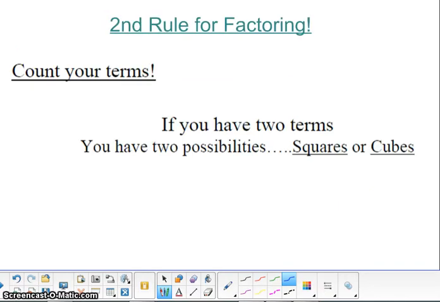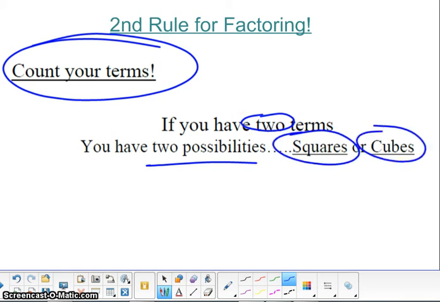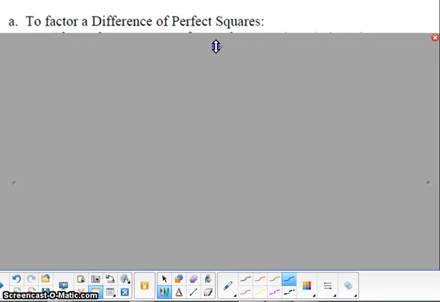The second rule of factoring is counting your terms, because that's going to be very important on what you pick to do next. The two things that could have two terms in it are squares and cubes. Okay, so the first one we're going to talk about is squares. And then you can look at this one step at a time here.